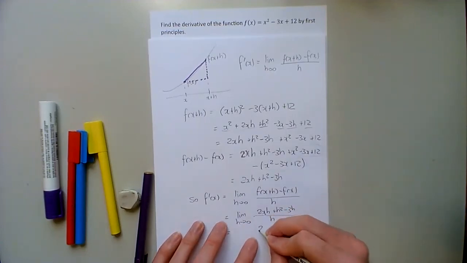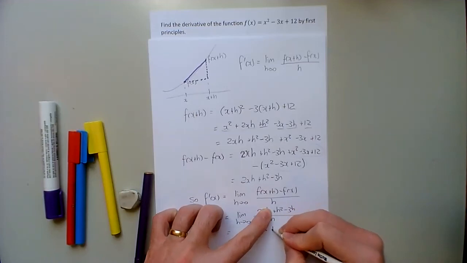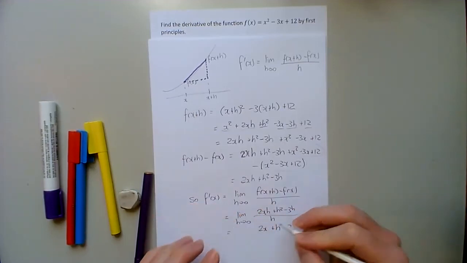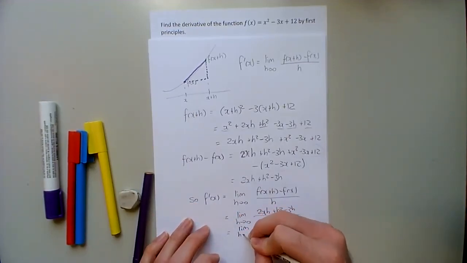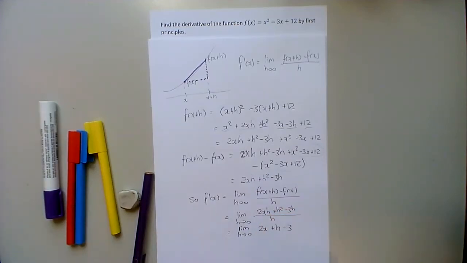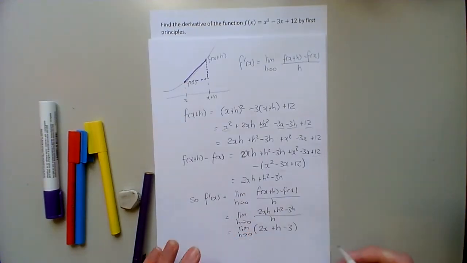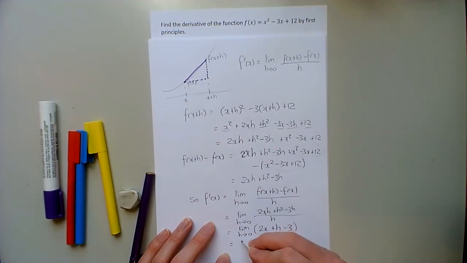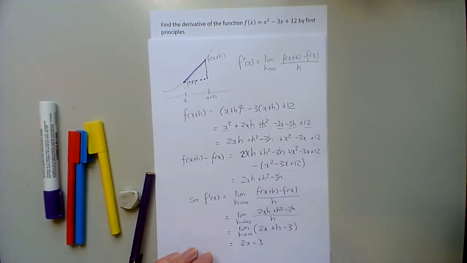And so that gives me 2x plus h minus 3, and I have to keep the limit as h goes to 0 there because I haven't actually done that bit yet, so it needs to still be there until I deal with it. Otherwise, I can't use the equal sign. It wouldn't actually be equal. And now I can put the h equals 0 in, now that I've actually removed it from the bottom of the fraction. So 2x minus 3. And so that's what the derivative is. And I've done it by first principles using the limit as h goes to 0.